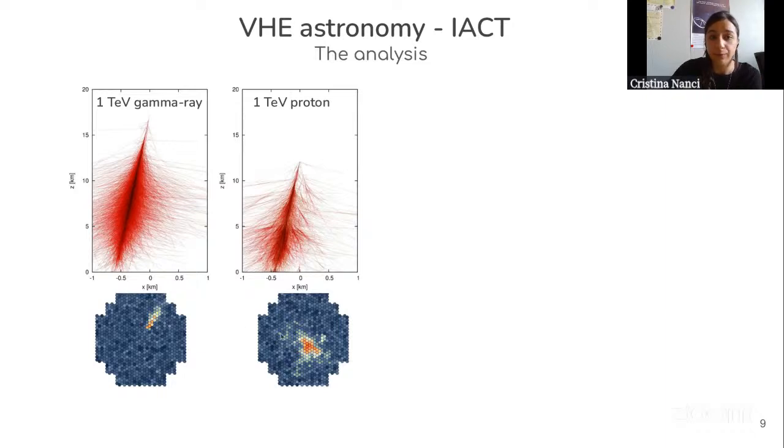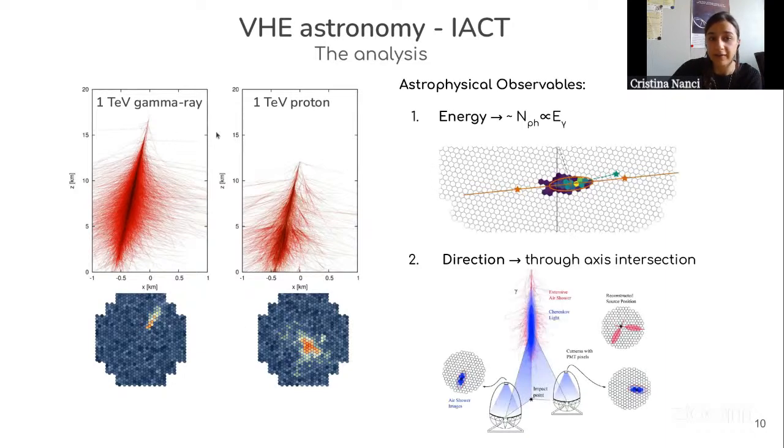and distinguishing the two kinds of events on the basis of these parameters. Once we have the list of the gamma ray events, the signals, we can do the astrophysical analysis of our sources. We can study the observables, the energy and the direction of these sources.